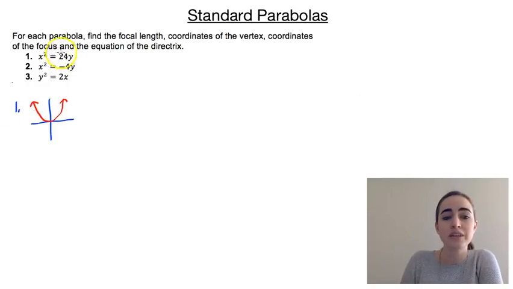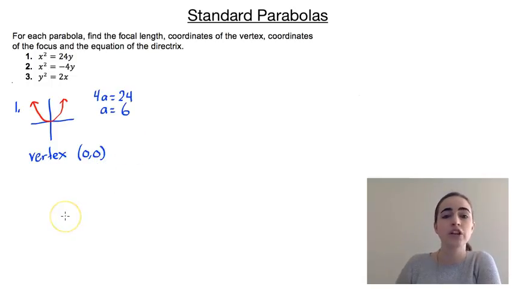Then we need to use this number here to figure out our focal length. So our standard form says x squared equals 4 times the focal length, y. So we've got that 4a in this one is equal to 24. So that means that a, our focal length, is going to be equal to 6. So that's our first one, find the focal length. Then we need to find the coordinates of the vertex. So our vertex for all of these is just going to be (0, 0). So far, all of our parabolas that we're talking about will have a vertex of (0, 0). We'll talk about moving them around the number plane later on.